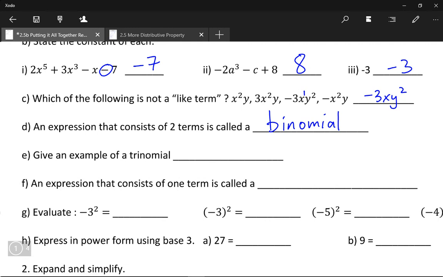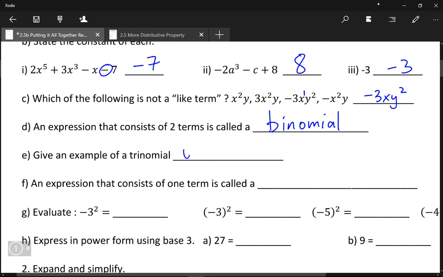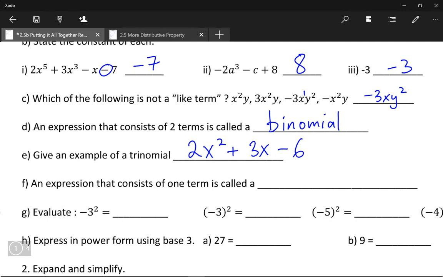So you can write any kind of trinomial you want. Make sure it just has 3 terms in it. So I can say here 2x squared plus 3x minus 6. So there's something with 3 terms. They're all not like terms. They have different variables and exponents.